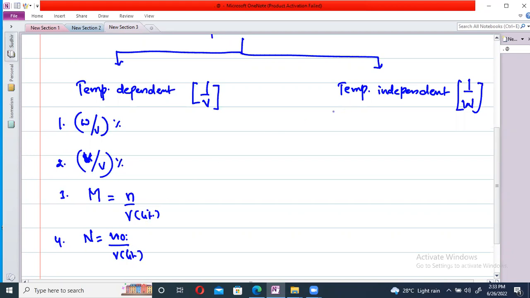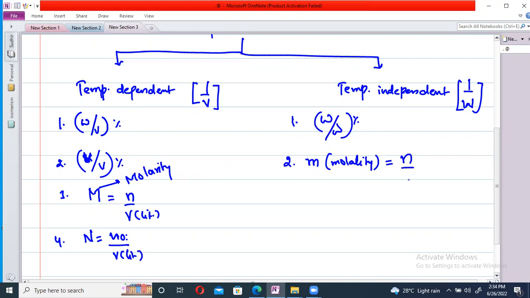Now the temperature independent ones we will also learn. What is that? W by W percentage, temperature independent. One more is small m, which is called molality, and capital M is called molarity. Molality is equal to number of moles by weight of solvent in kg. And as I said, W is in the denominator, so it is temperature independent. The third one is mole fraction, which is temperature independent. And one more is ppm, called parts per million, which is also temperature independent, right?